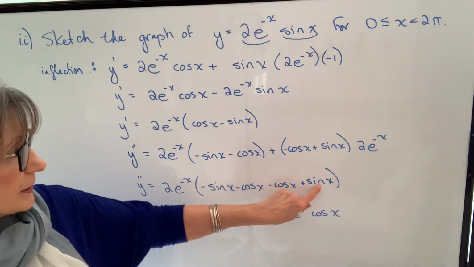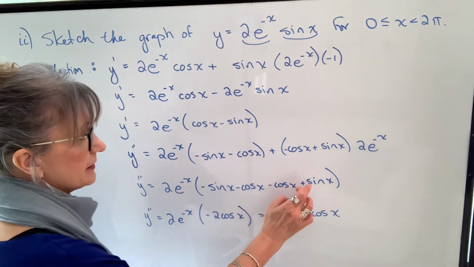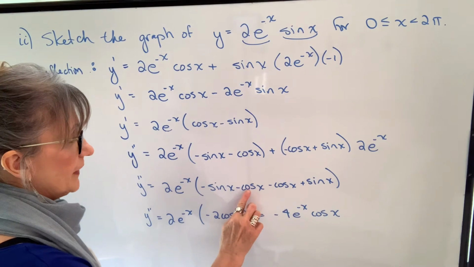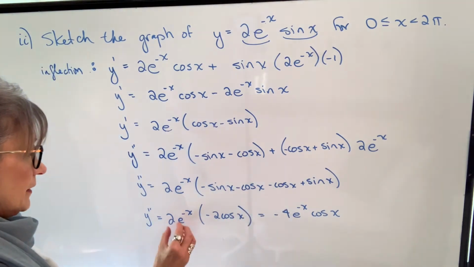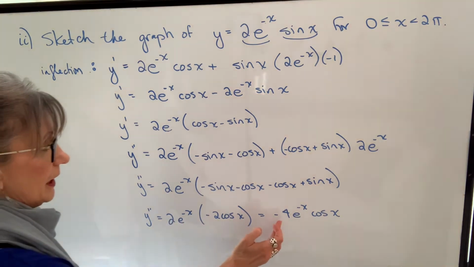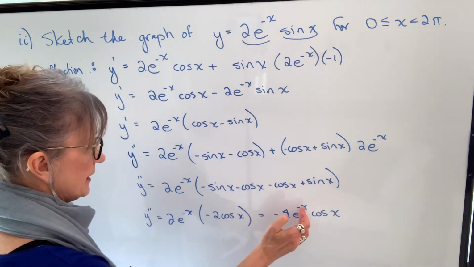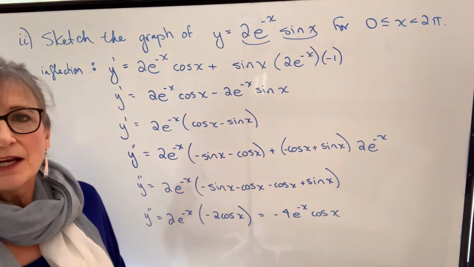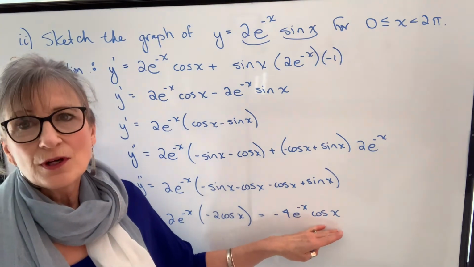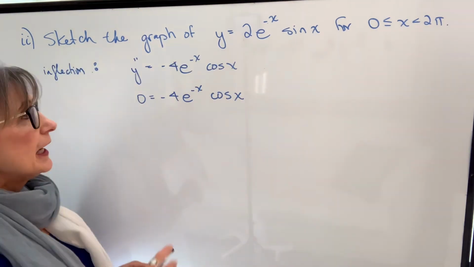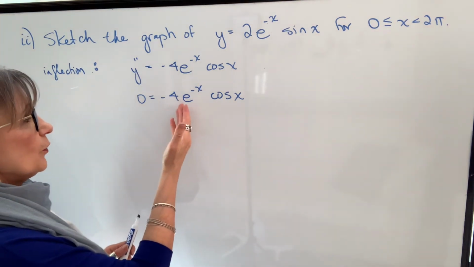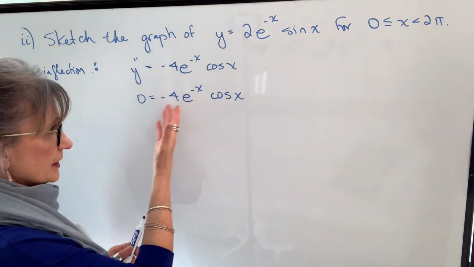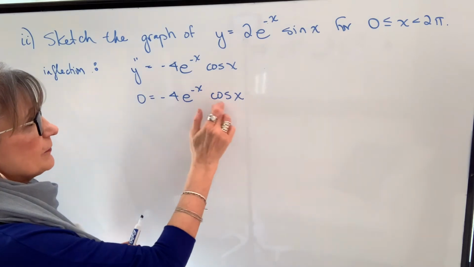When I combine like terms here, negative sine of x plus sine of x is gone, so I'll have negative cos x minus cos x, which is negative 2 cos x. When I bring that negative 2 out, I'll end up with negative 4e to the negative x cos x. Now what I want to do is make this equal to 0 and solve it. Again, e to the negative x cannot equal 0. So the only way this expression can equal 0 is if cos of x equals 0.